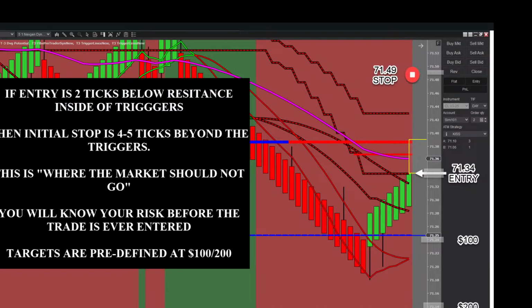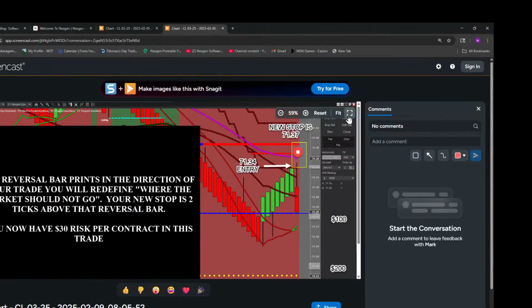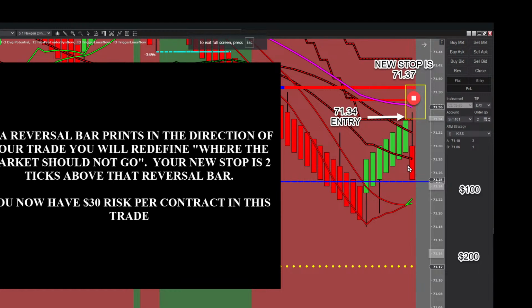And if they don't come get you at break even, it means that they gave you that magical reversal bar. And that reversal bar is what we call a confirmation bar when the rules are met. When you have strong triggers, a clear path, an area inside of triggers, guys, this down bar is confirming that your advantage has been in play and now the market's doing what you want it to do. And this reversal bar is going to allow you to redefine where the market should not go. Now the market should not go 2 ticks above that reversal bar. Your initial risk, maybe $120 to $150 per contract, has just been reduced to $30 per contract. Because of your great entry, this is a very manageable trade.